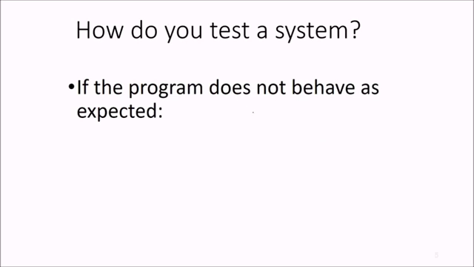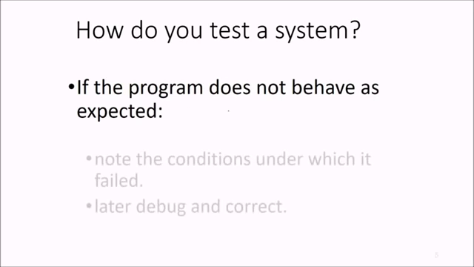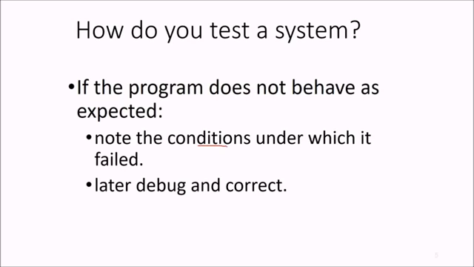If the program does not behave as expected, and this is going to happen quite often, we will note the conditions under which it misbehaved or failed, and then we will try to debug. Debug means D and bug. Bugs are the problems and D means removing these bugs, and we will try to correct them.